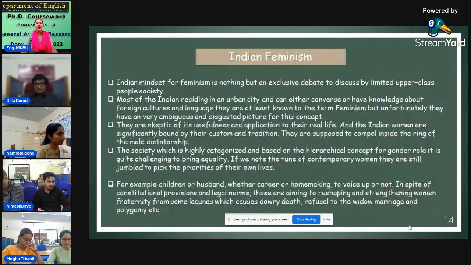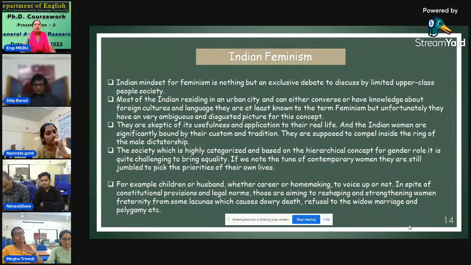Indian feminism. Here we can find that Western feminism is very famous, but Indian feminism is less famous because we Indian people don't follow all of the regulations related to feminism. The Indian mindset for feminism is nothing but an exclusive debate discussed by a limited upper class of society. Here we get the idea that Indian feminism is followed only by the upper class, not the middle and lower class.